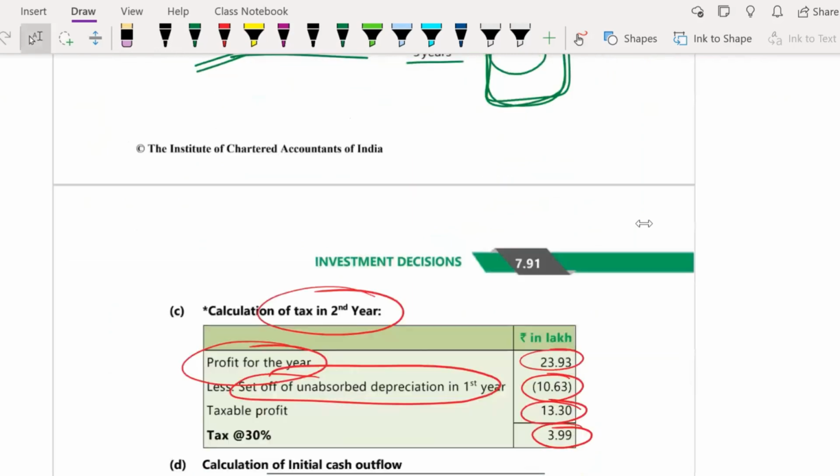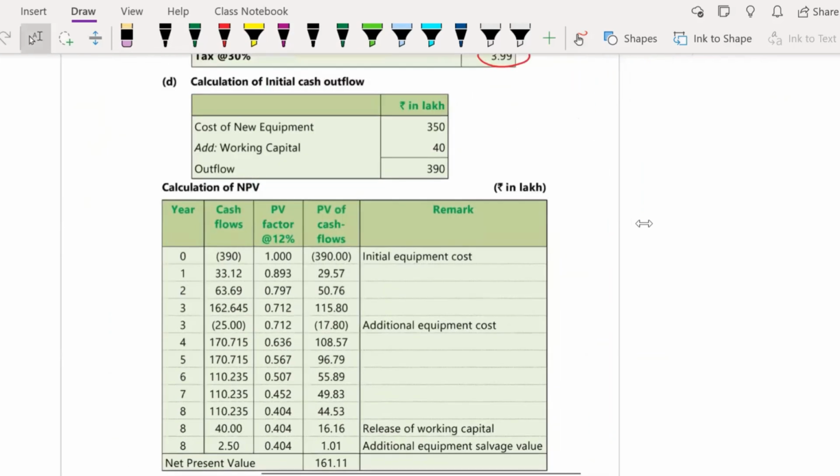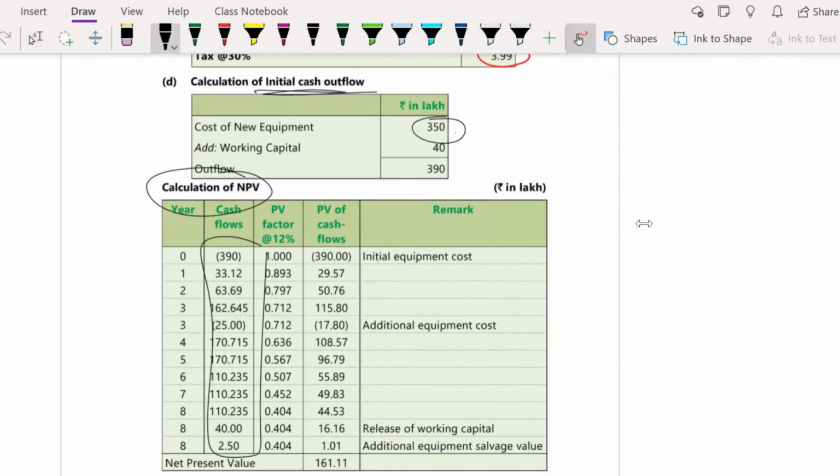Then what you have to do is calculate your NPV. Now you have all the years' cash inflows, so you will write all your cash inflows here, and you also have to write your cash outflows. Your initial cash outflow will be 3,50,000, plus working capital of 40 lakh will also be incurred. So your total outflow in year end 0 will be 3,90,000.